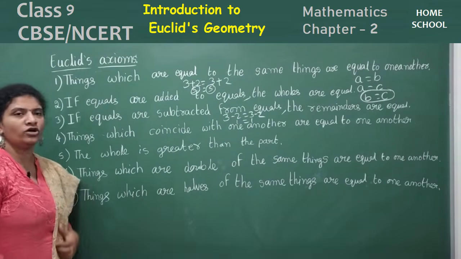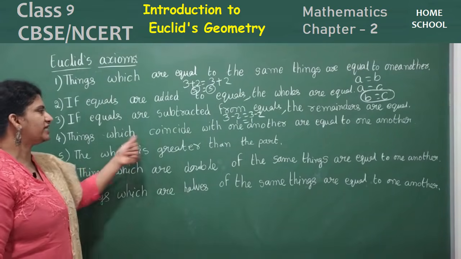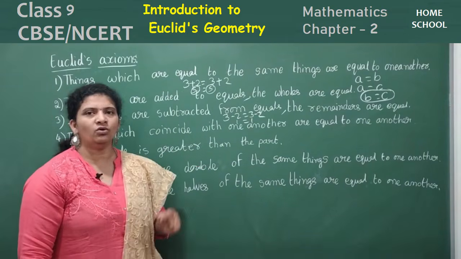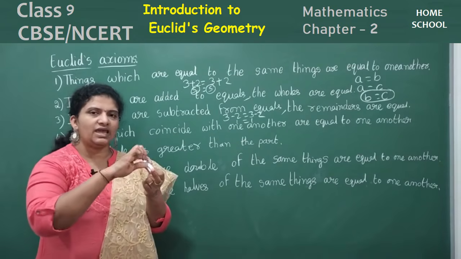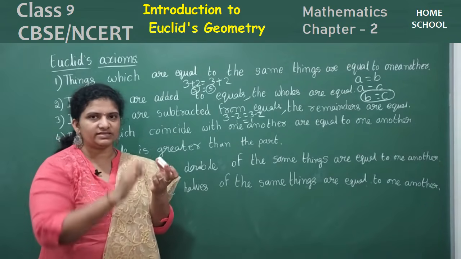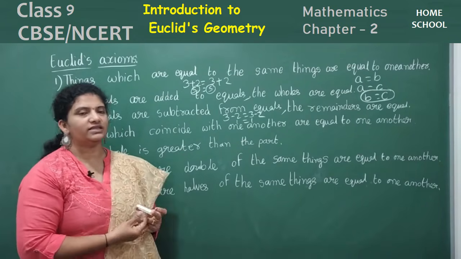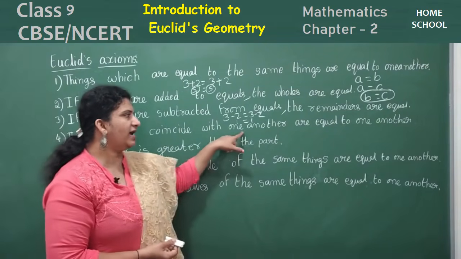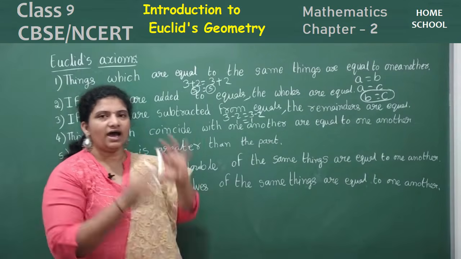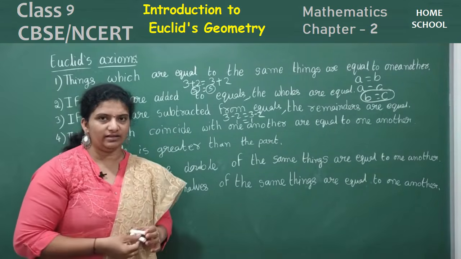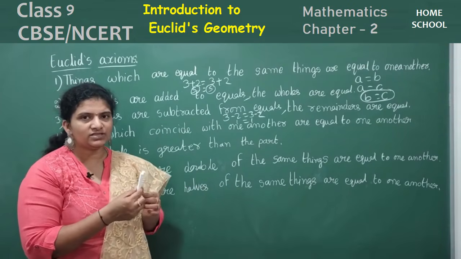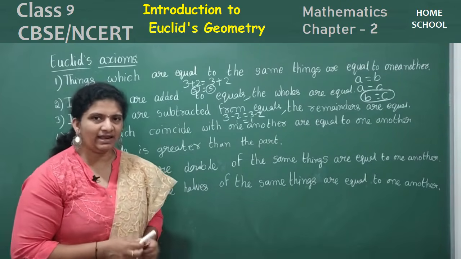Coming to your fourth axiom, things which coincide with one another are equal to one another. So same one, if it is coincided, then what we say, these two are equal. Things which coincide with one another are equal to one another.